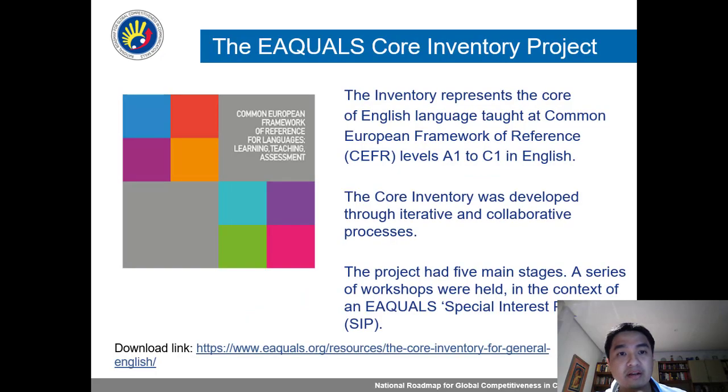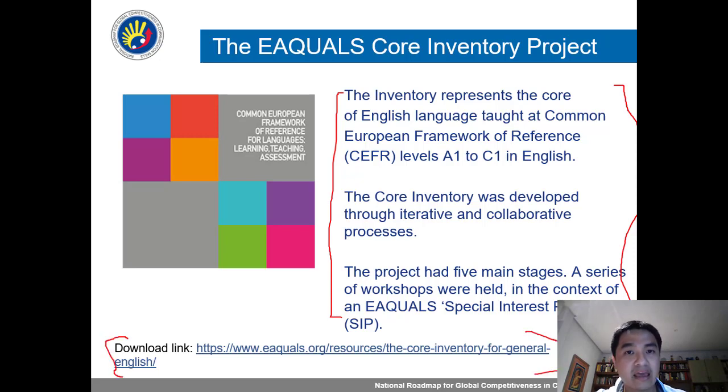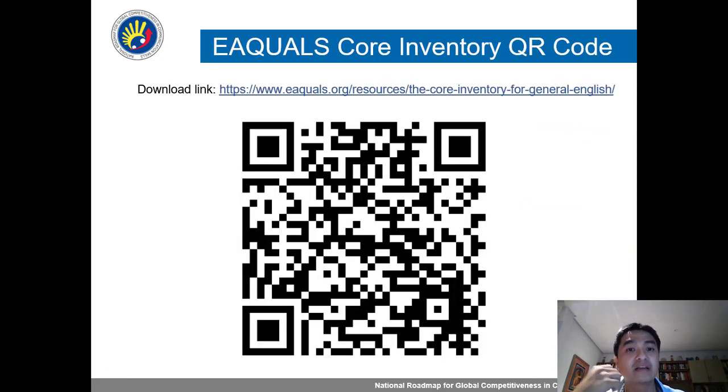Okay, so what you'll need for this workshop is to download the EAQUALS Core Inventory for English, because that is another part of the reference level descriptors that you will need to write modules aligned to the CEFR. So I put the download link here. And after that, I'm going to put a QR code for you to download. So here is the QR code. I'm going to stay here for 5-10 seconds, so you can just click the link, or scan it and then you'll have access.